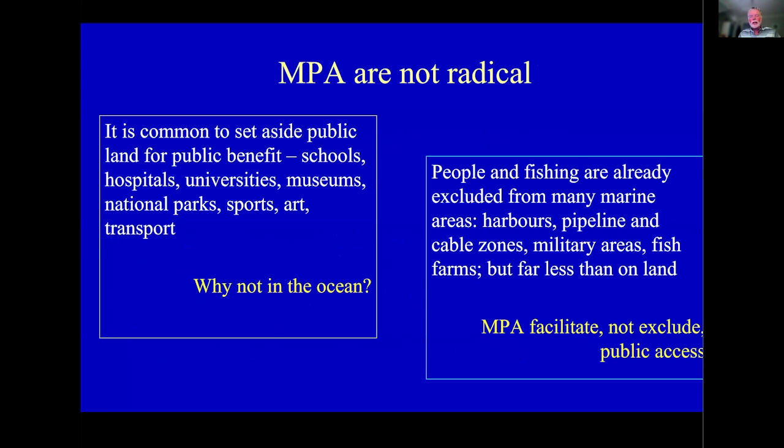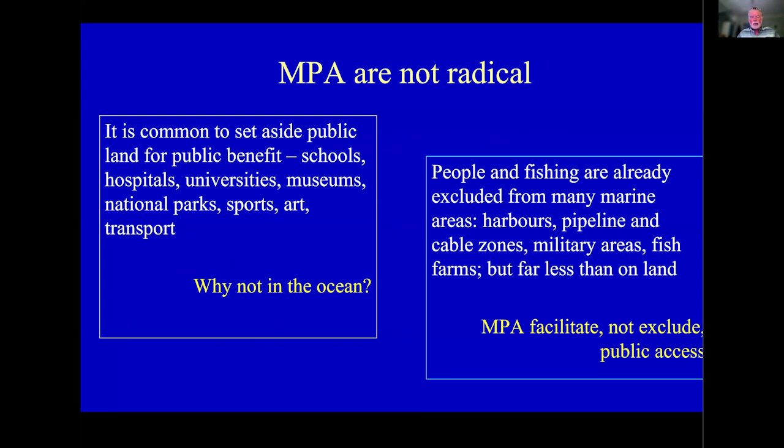And often it's presented, particularly in Europe and North America, that setting aside areas for nature conservation is some kind of radical idea. Yet we set aside areas on land all the time for the public good, for schools and museums and universities and art galleries and sports fields and so on. So why don't we have such same areas set aside for the public in the ocean?